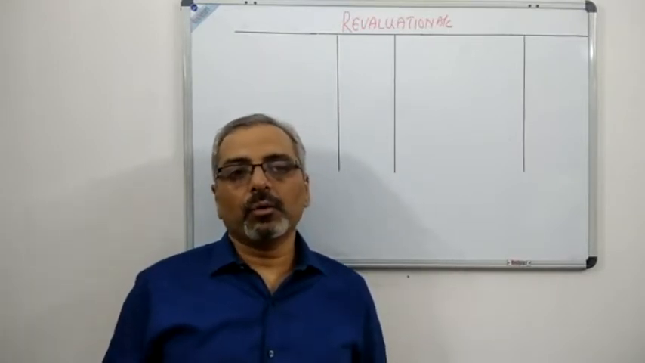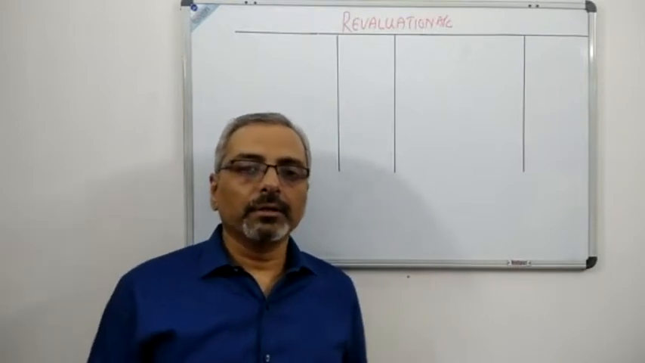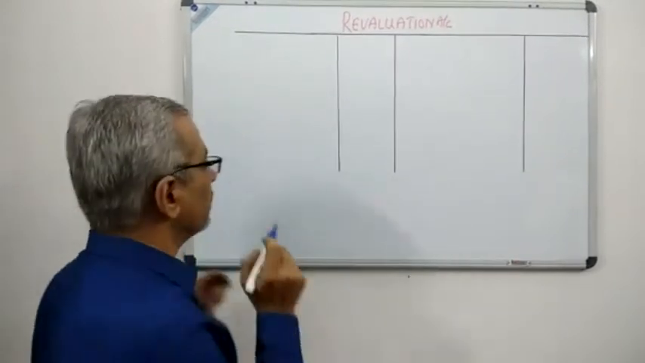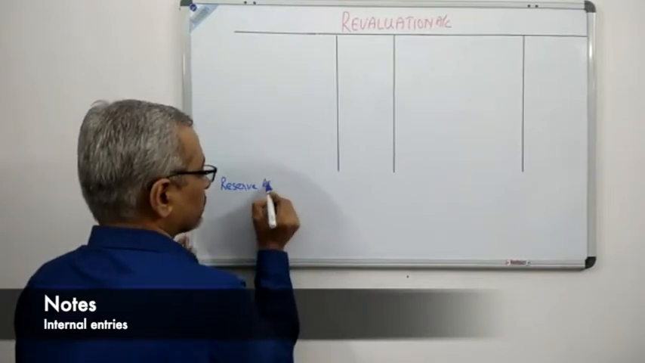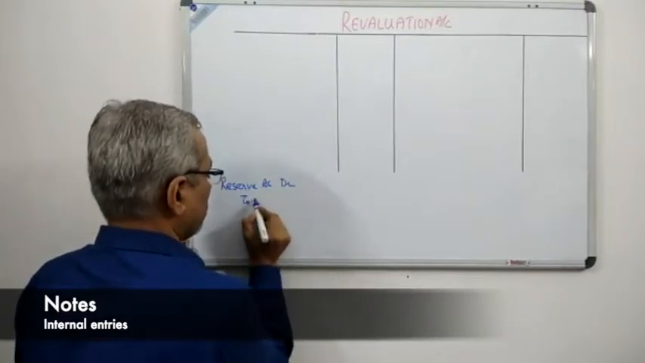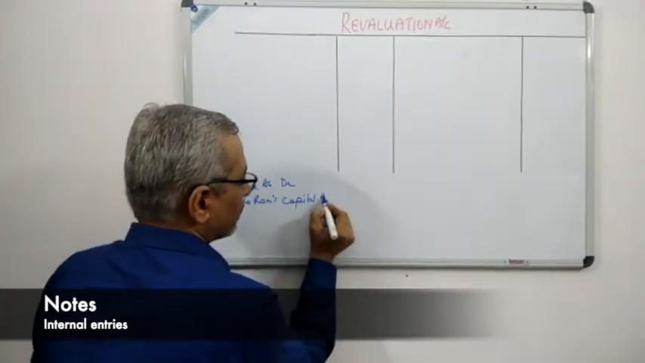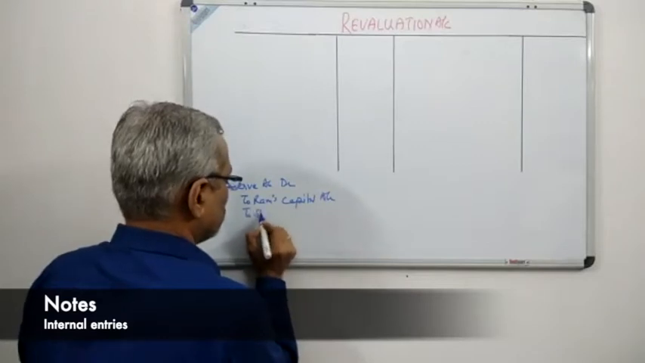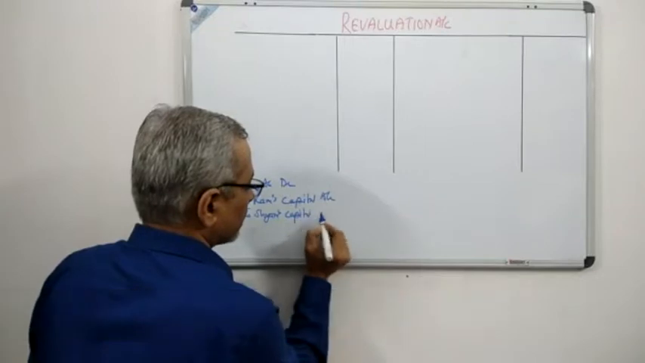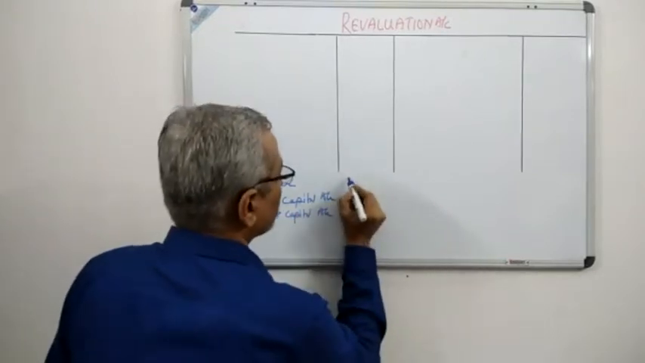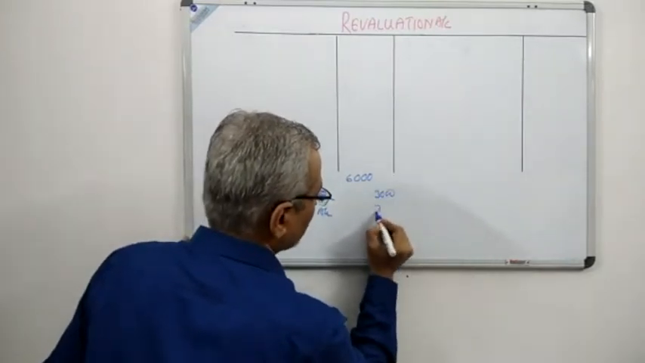The first entry over here, there are two partners, Ram and Sham, and they are equal partners. There are two internal entries. Let us do those first. The first entry is reserve account debit to Ram's capital account to Shyam's capital account, and the reserve was 6,000, so it is divided 3,000, 3,000.